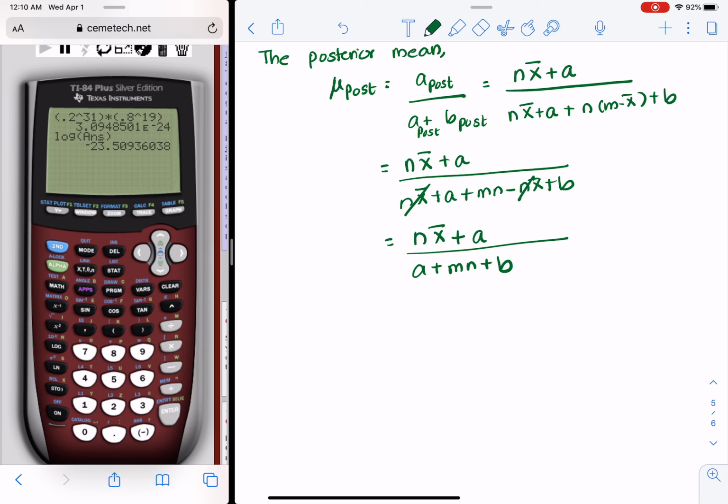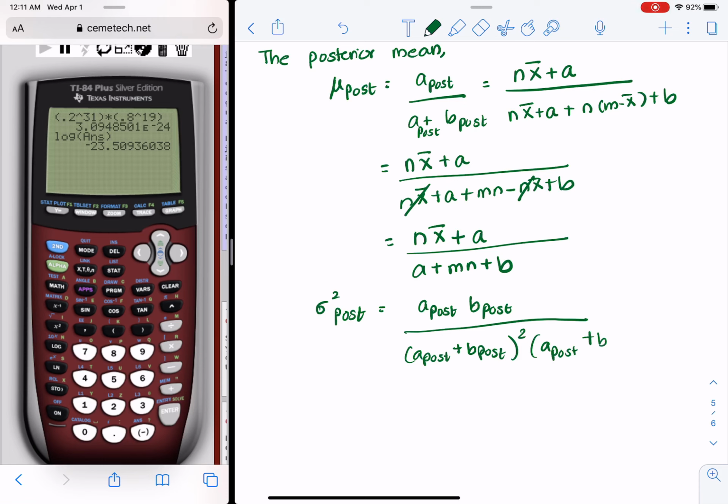So in a similar manner, we could use the variance of a beta distribution and come up with the variance of the posterior distribution. So the standard formula would give us A post times B post divided by A post plus B post squared times A post plus B post minus 1.